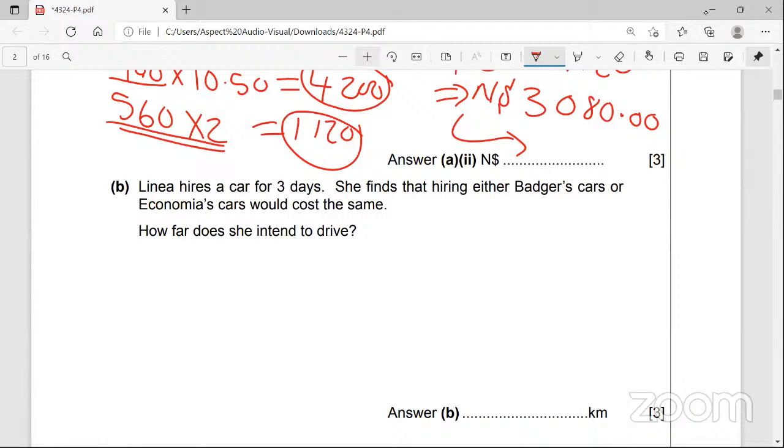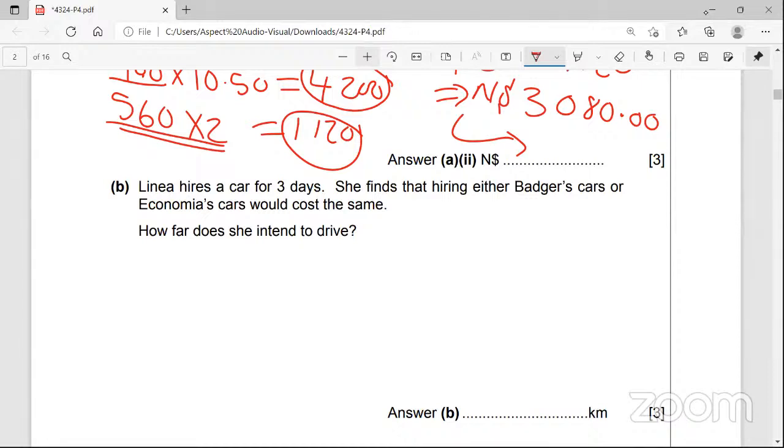Now the second one says Linia has a car for 3 days. She finds that hiring either Beggars or Economia's cars would cost the same. How far does she intend to travel? Therefore, we are going to find some kilometer distance there.